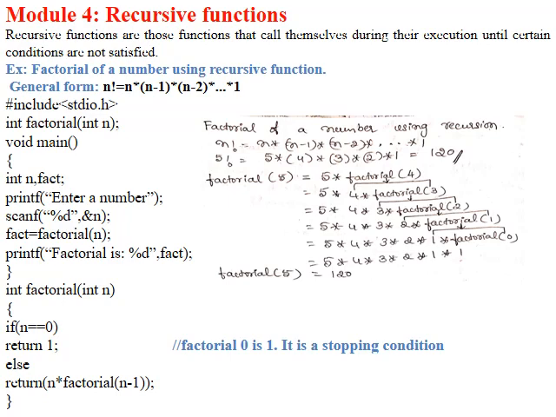So now factorial of 0 means again the factorial function is called. Now n value is 0. So the condition if n is equal to 0 is checked. 0 is equal to 0, the condition is true. So return 1 and the function stops here. So 5 into 4 into 3 into 2 into 1 into 1, that is 120, the total is 120. That is returned back to the calling function and the result is stored in fact.